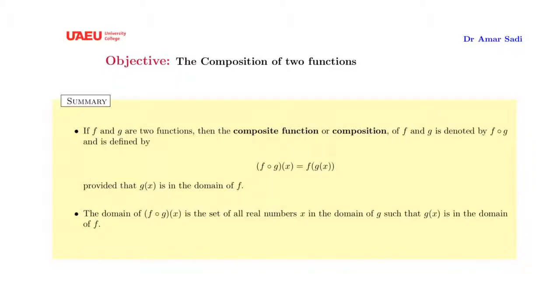So here we take a look at the composition of two functions. We have two functions, one of them is f and the other one is g, and we define the composition in this way. f of g of x is equal to f of g of x, like this.